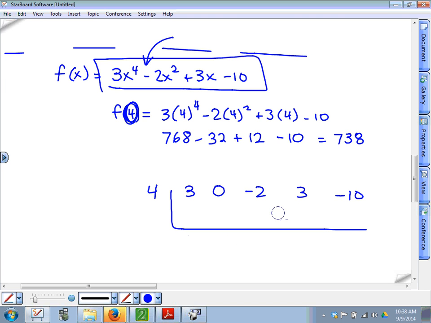Okay, the bell's going to ring in about 30 seconds. I just want you to hang tight for just a little bit. Let's start again. Drop down the 3. 12. 12 plus 0. 12 times 4. 48 minus 2. 4 times 46. Come on now. Calculator people. Come on, y'all got them. What is it? 184 plus 3. 187 times 4. Don't leave yet. 748. What's 748 minus 10?